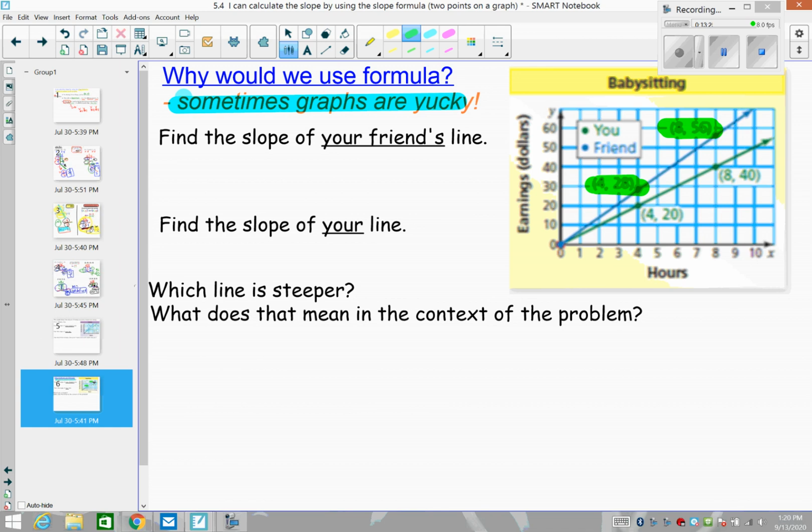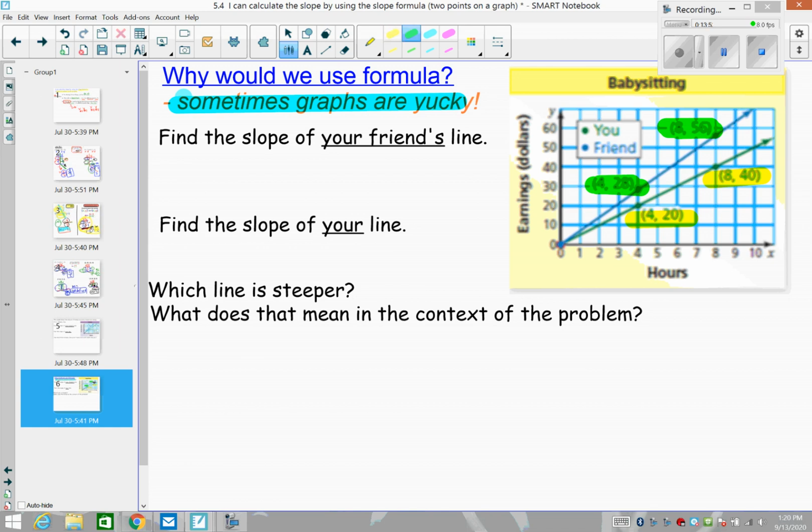So this would be an appropriate time where it'd be easier probably to use the formula to figure out the slope of these two lines versus using rise run. Now you could use rise run, but those are really not super comfortable numbers. So I'm going to use the formula for both of those. So the first one is, what is the slope of your friend's line? Your friend's line is the blue line.